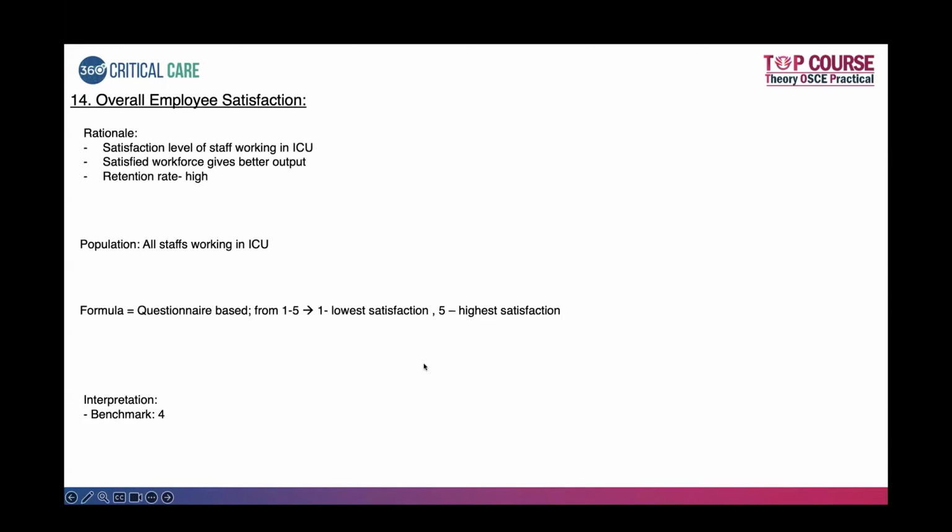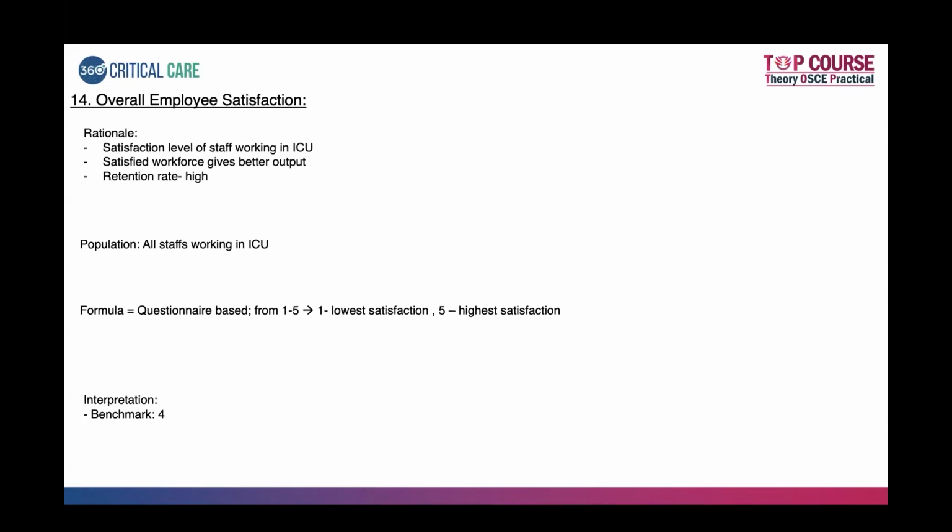Then come the human resource related parameters, overall employee satisfaction. So the main rationale is that the satisfaction level of staff working in ICU is assessed. A satisfied workforce gives better output and the retention rate is very high. Many times in many ICUs, if the pay is not good or the workload is very hectic, then many people would have double minds. And if there is another center ready to provide better opportunities with more flexible timing and work, they would have a tendency to go there. So all those things also need to be looked into.